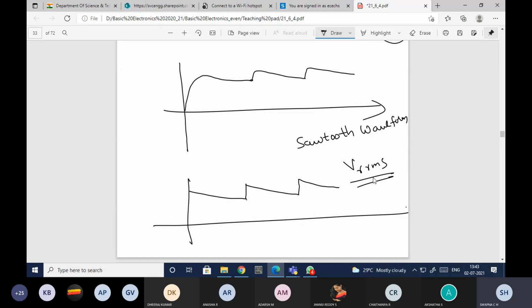If you recall, I told you this when we were finding the RMS value of the sinusoidal signal. It is nothing but the triangular signal, right? It is like this. For this triangular signal, if you try to find the RMS value, I have told you. Anybody remembers the RMS value of this triangular waveform? I have mentioned.